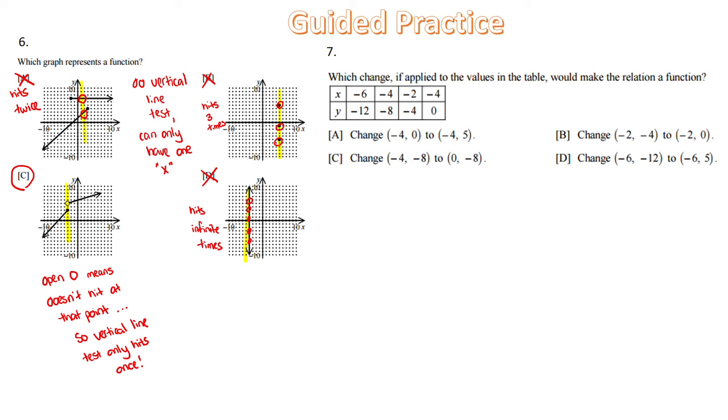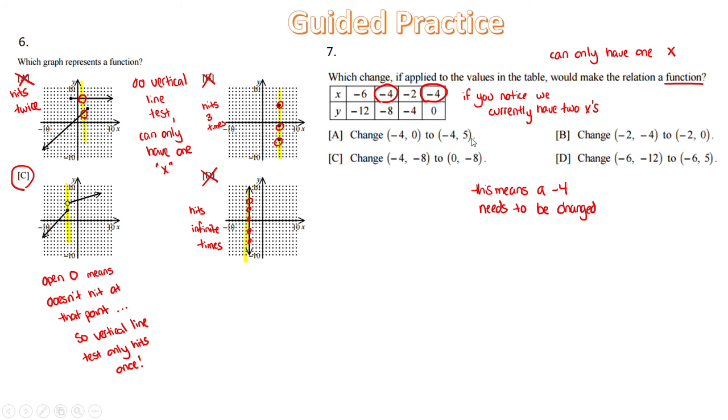Okay, number 7. Number 7 looks confusing at first. It wants us to make a change to the values in the table to make it a function. Because right now, it's not a function. Anybody see why it's not a function right now? Well, a function means you can only have one x. And if you look at it, we currently have 2 x's, and those are the negative 4s. So we need to pick an answer choice that changes a negative 4 to a different number.